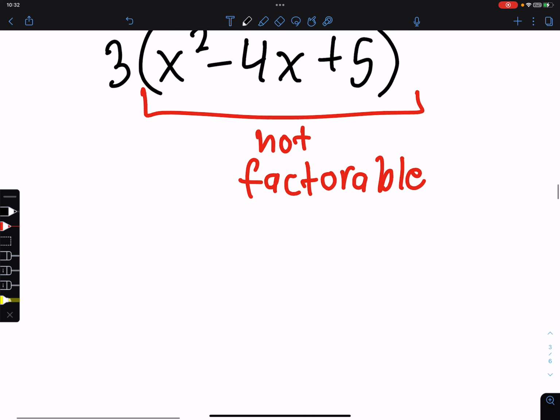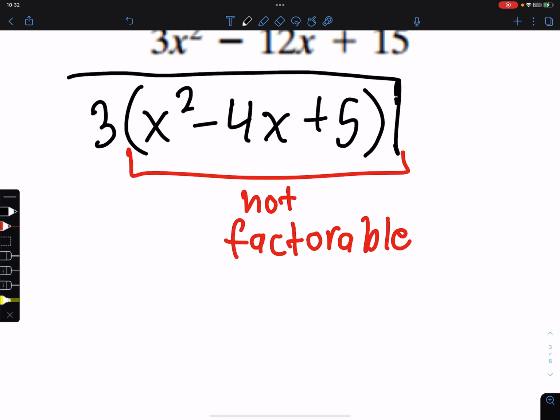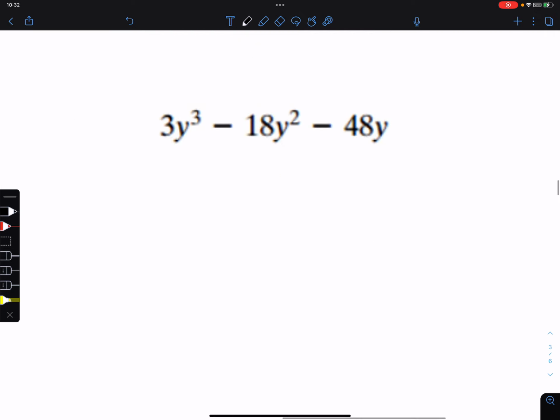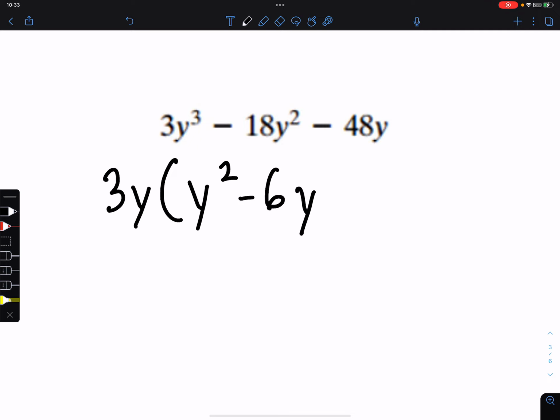Okay, and so this right here is really our answer. Okay, let's see. Here, before you factor anything, look, is there a common term from all three terms? And yes, you can pull out a 3 again. And also, not only that, you can also pull out a y. And so we get y squared minus 6y, and then minus 16.